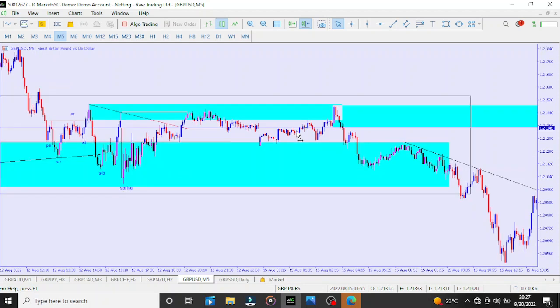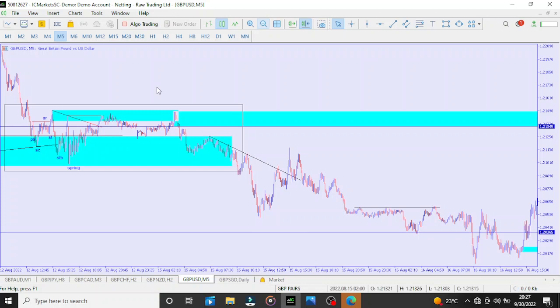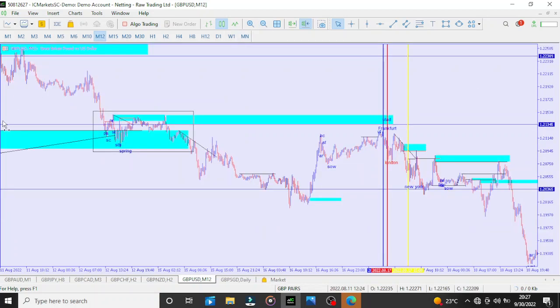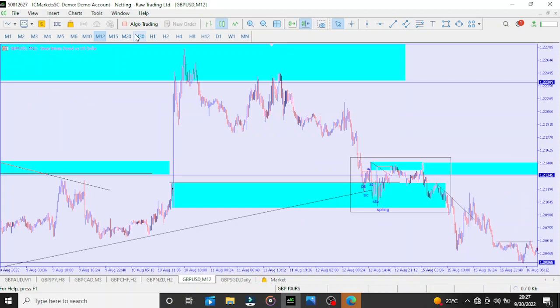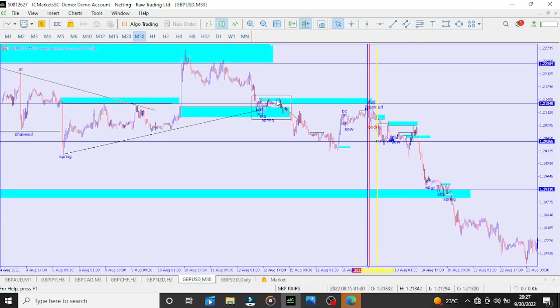And then later on, it went lower and lower. As soon as the price broke this point of interest, I knew that my bias had to change because there was no other supply zone, there was no other demand zone that was left below. So that's where my entry came in right here.